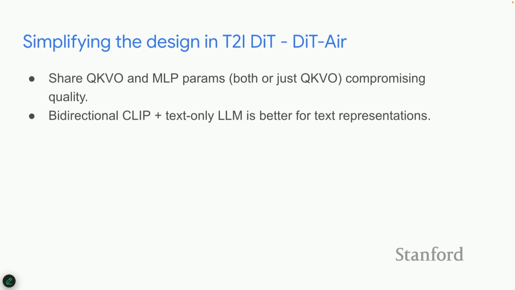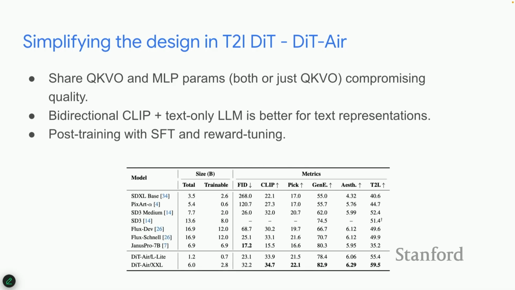And for text encoders, the Apple folks found out that bidirectional CLIP and a text-only LLM is better. So instead of using a combination of CLIP and T5, if you use CLIP and a regular large language model, it's better for text representations. The performance is pretty good. The final row is Apple's work. It's called DiT-Air. It turns out fairly well. All the bold numbers are from DiT-Air. So long story cut short, you can simplify the design quite a bit. You do not need MMDiT, as it turns out, but we will see, I guess.